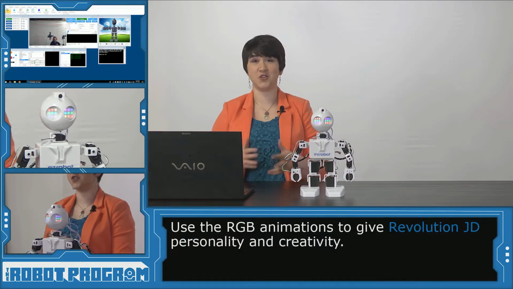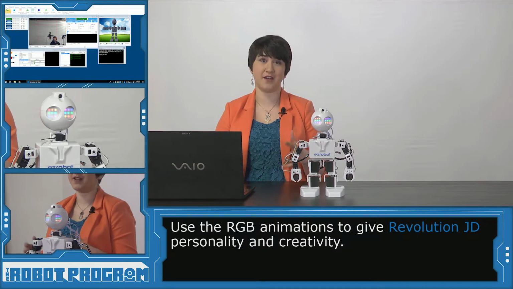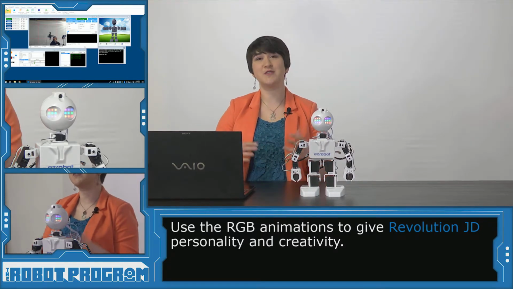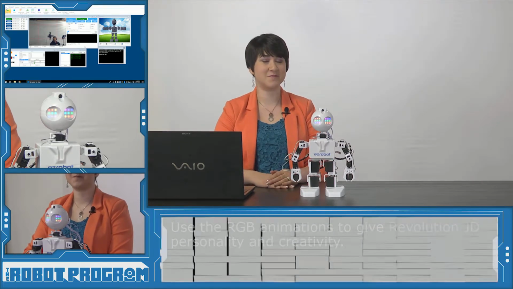Animating JD's eyes is a great way to give him a little bit of personality. You can make your robot look sad, you can make your robot look happy, whatever you think is appropriate for your program.